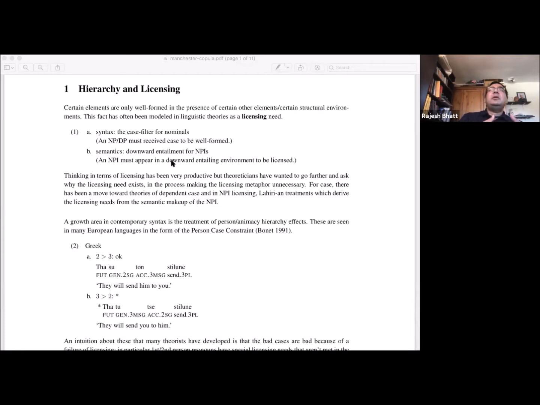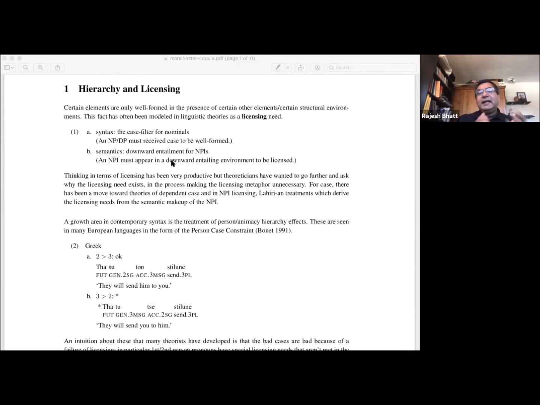Now analytical treatments of these facts have tried to model them by saying, oh, okay, nominals must get case. If they don't get case, they're bad. So that's the licensing. And when you say there's licensing, then there's a class of licensors. Finite T will license nominative, transitive V will license accusative, and prepositions will license accusative, and so on. Likewise, for the NPI idea, if you like the licensing idea, you will say there's a class of licensors. Negation is one, downward entailing operators are another, and so on. And if you have this element and you have an NPI, that's licensing.